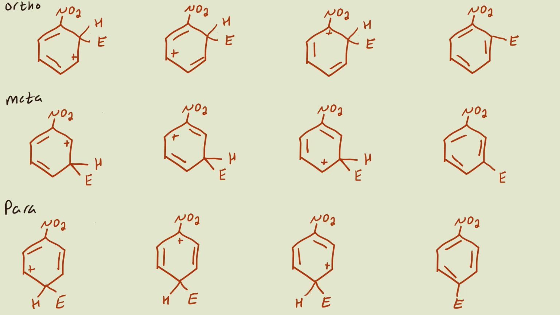Now let's take a look at this one. These all look fine until you remember that this nitrogen group has a positive charge on the nitrogen. In ortho and para, these two are adjacent to positive charges, making the preferred product the meta one.